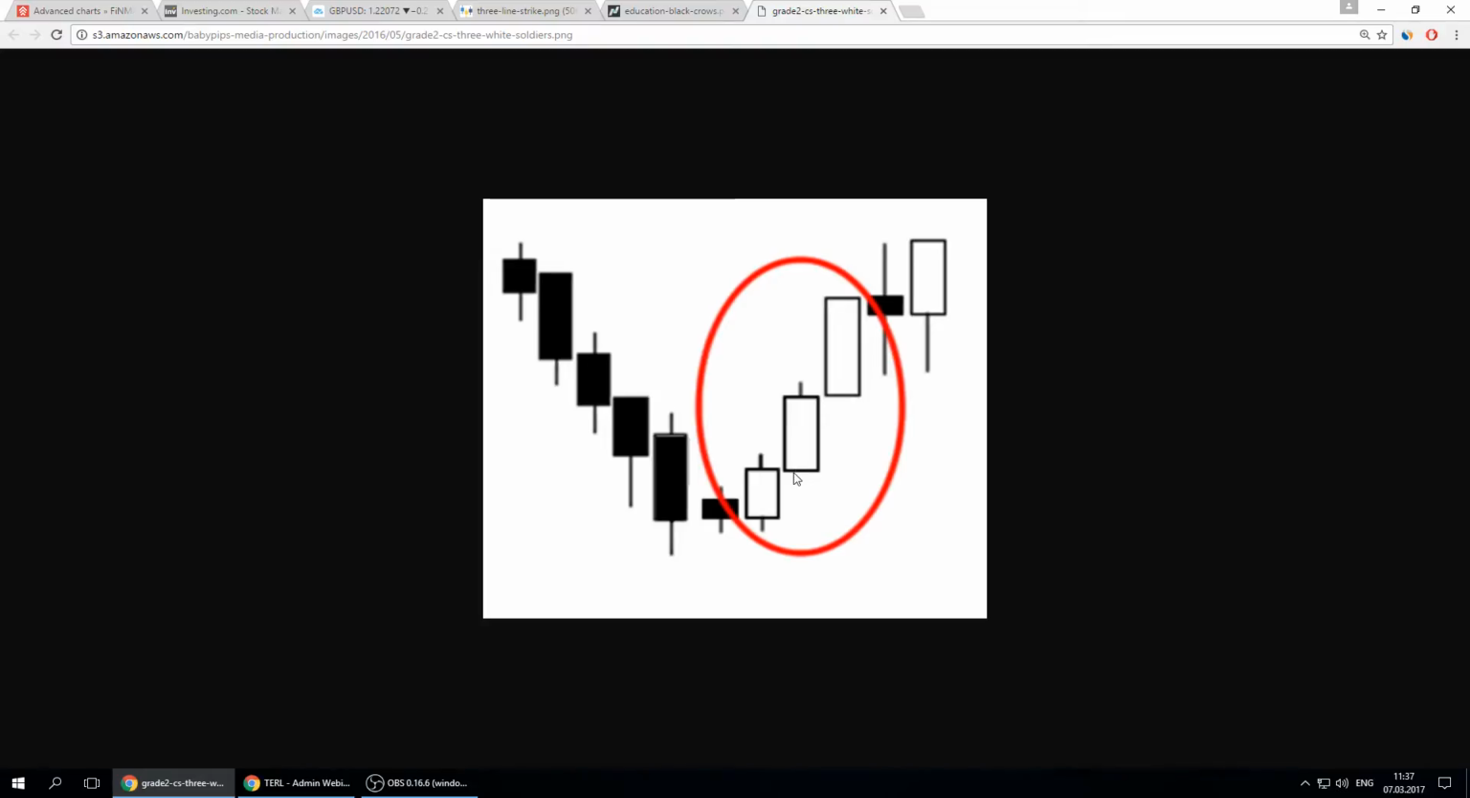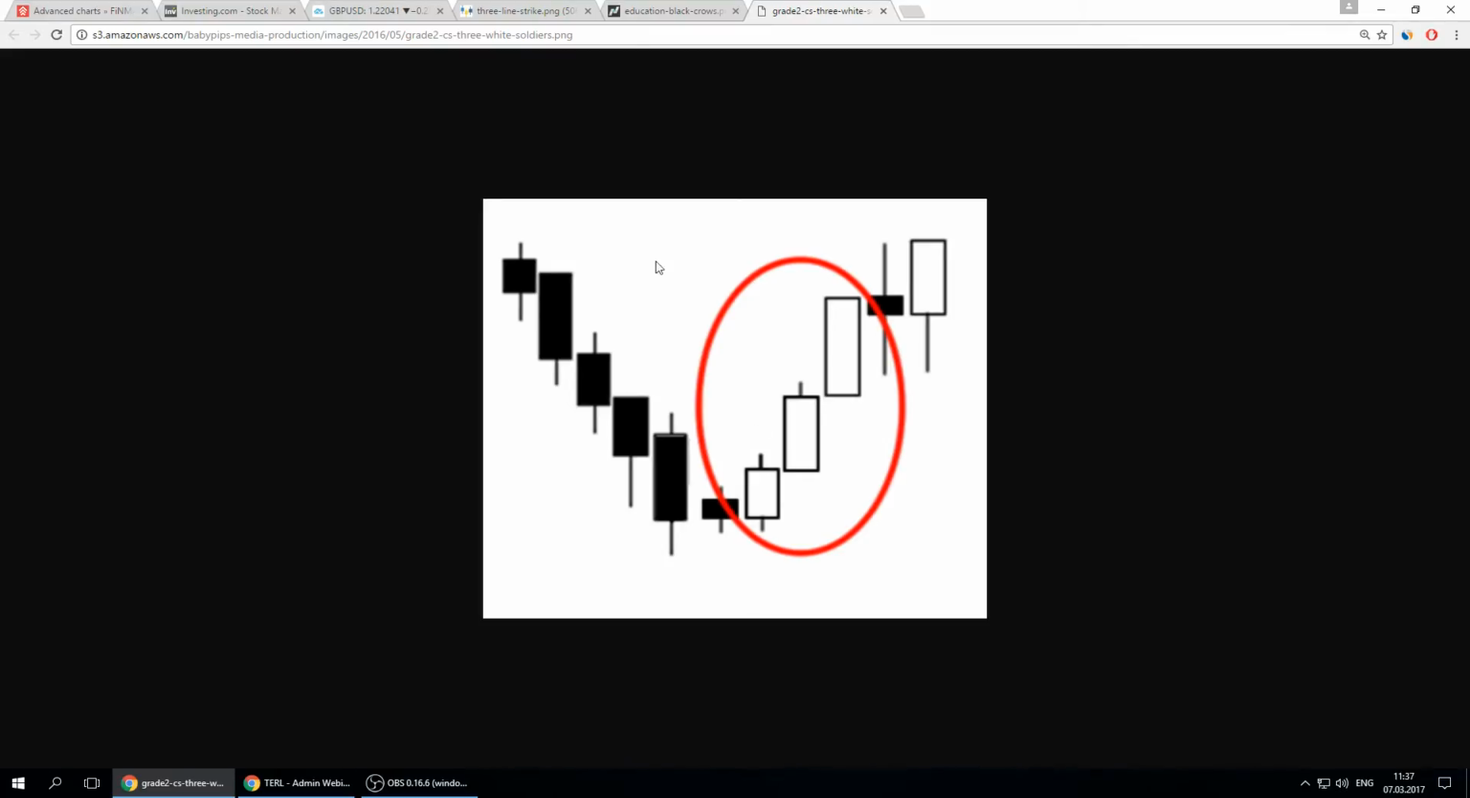Each candle should start within the body of the previous one, it shouldn't have long shadows, and the body of the candle should be relatively long. When the body of the last candle is not that long, when it's shorter than the previous one, it can be a signal that buyers are losing control of the market, and the general trend may not change. It can stay the same.